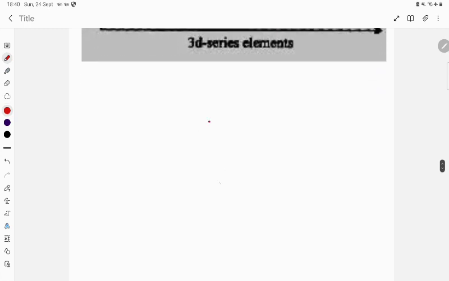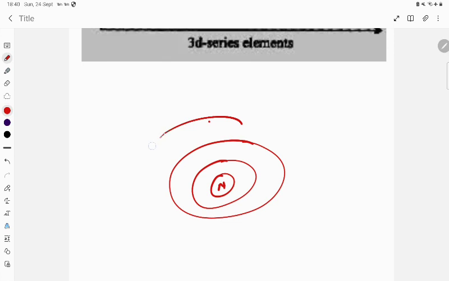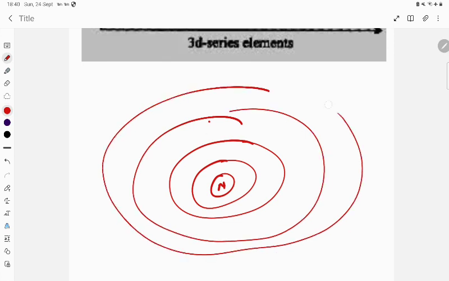So what is there, student? If you see here the nucleus, the electrons are being filled in the 3d orbital. Suppose this is the 3d orbital and here is the 4s orbital. So what is happening? The nuclear positive charge is getting increased, but the number of electrons in the orbital is also increasing. So they are screening here.